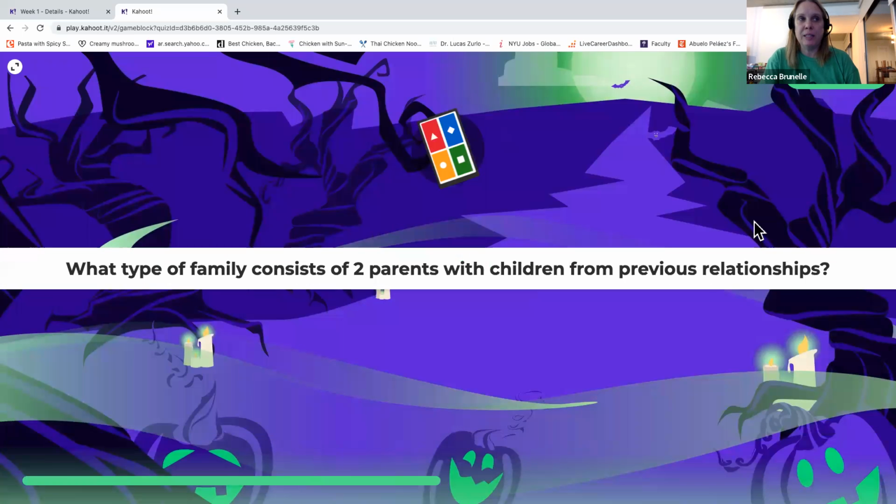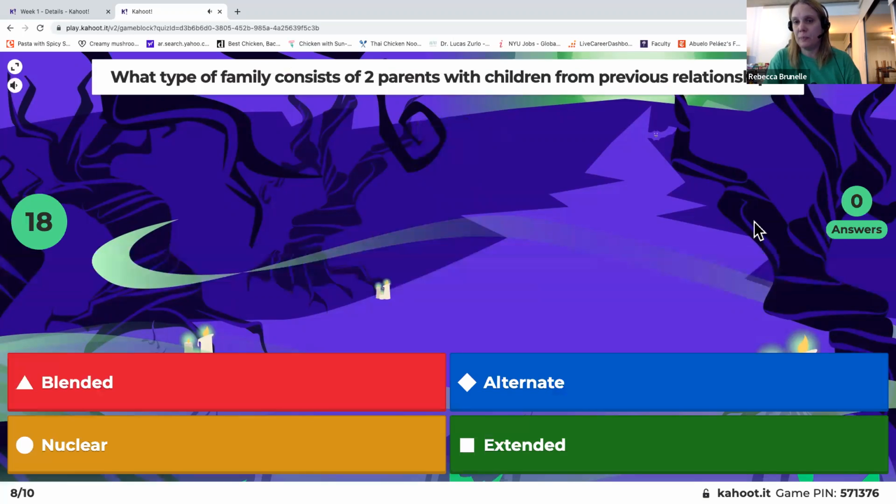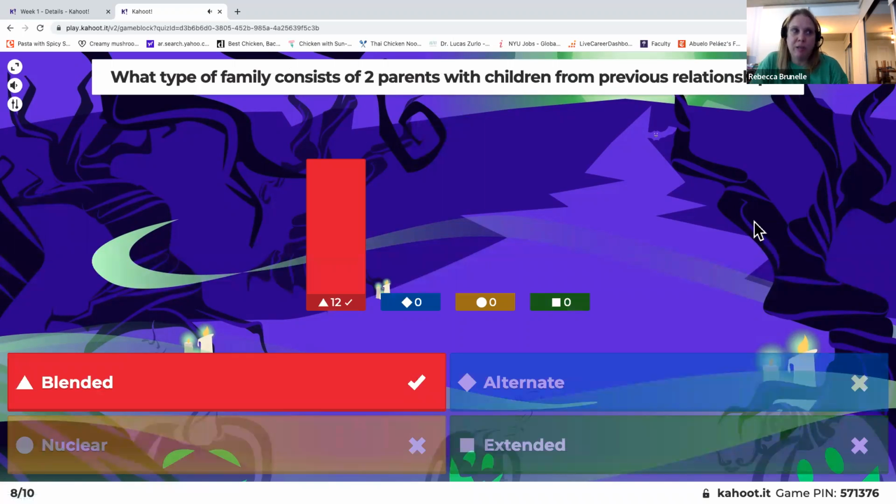What type of family consists of 2 parents with children from a previous relationship? A blended family, a nuclear family, an alternate family, or an extended family? So that's a blended family. Very good. What's a nuclear family?